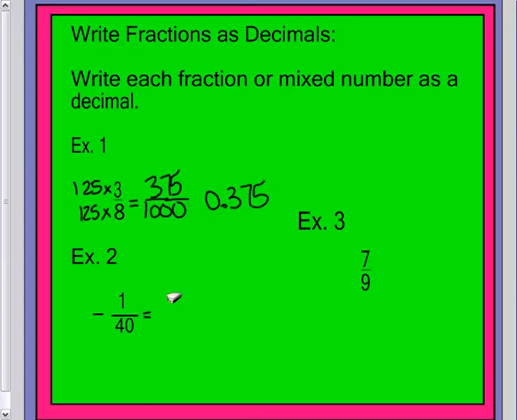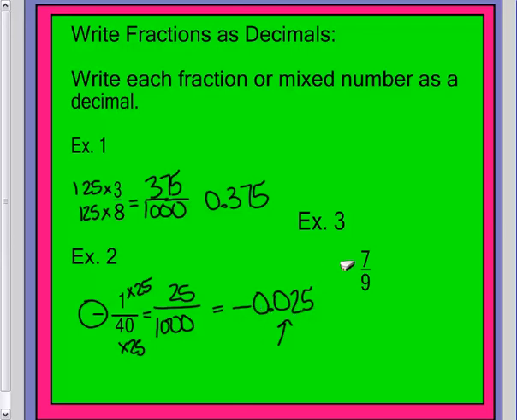Here, there's no real clear easy way to get from 40 to 1 or to 10 or to 100, right? So we have to decide, okay, let's try 1,000. Does that work? If we look at that, it's 25. 40 times 25 gives me 1,000. So 1 times 25 gives me 25. So it's going to be negative because of this negative right here. So negative 25 thousandths. Why do I need that 0 there? Because if I don't have it, it would be 25 hundredths. So we need to write it the way we say it. It's thousandths.